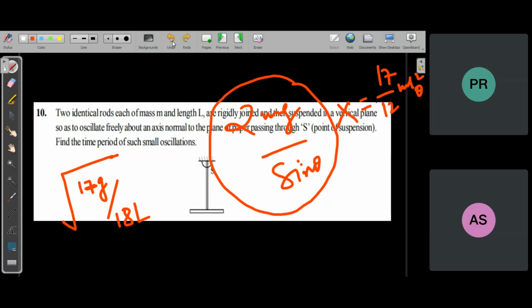Yes, sir, I'm saying it's minus 2 mg by sin theta. Where is distance? L. So why not, sir? It should be minus 2 mg L sin theta. I'm saying, sir, mg into y sin theta.